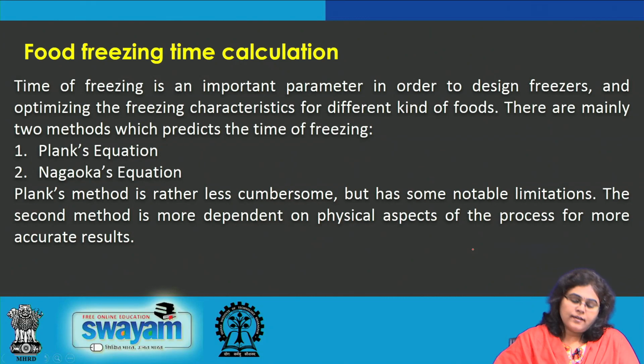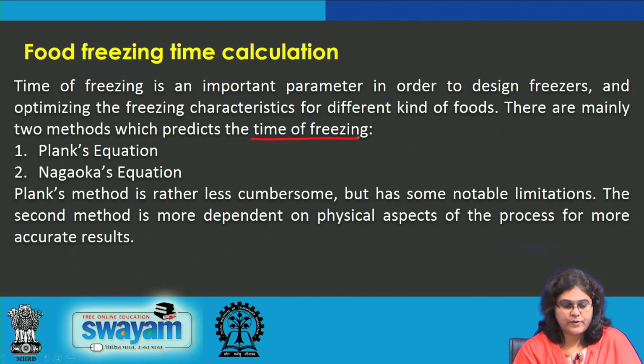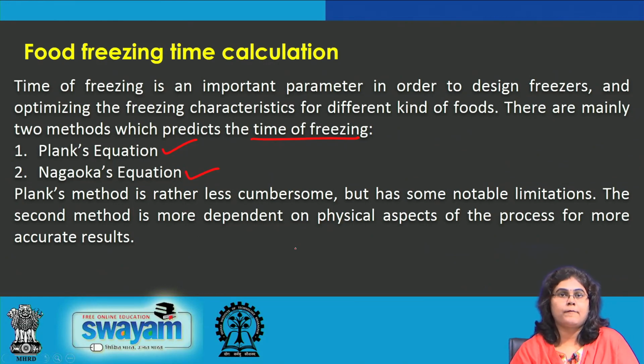In freezing process, the freezing time plays a very important role, because suitable freezing time decides the final quality of the frozen product. So, time of freezing is a very important parameter in order to design the freezers and optimizing the freezing characteristics for different kind of food materials. So, there are basically two methods normally in practice which predict the time of freezing. First one is the Planck's equation, second one is the Nagaoka's equation.